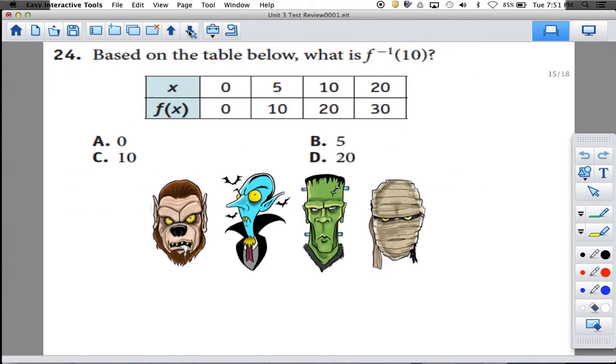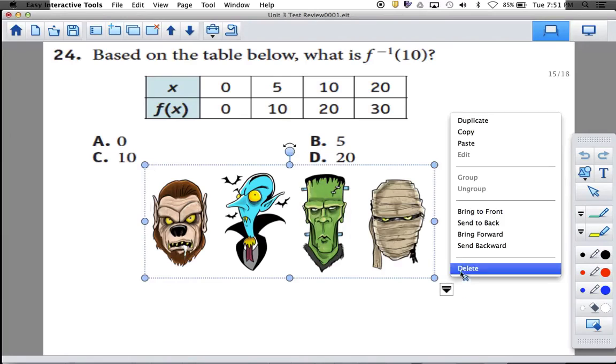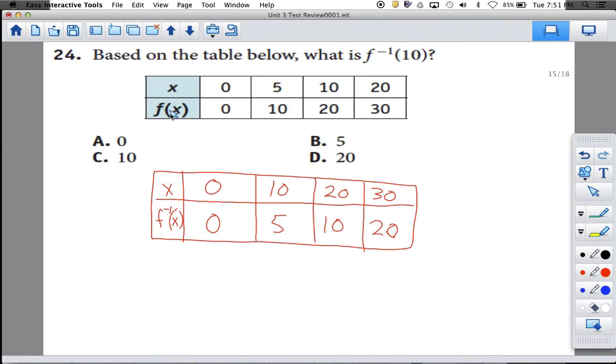All right, next one. Based on the table below, what is the inverse of f of 10? Be very careful with this function. On your scratch paper, set up a table for yourself. If this is f of x, then for the inverse of x, you're switching all your values. So all these x values here are going to become your y values down here. All these y values become your x values.